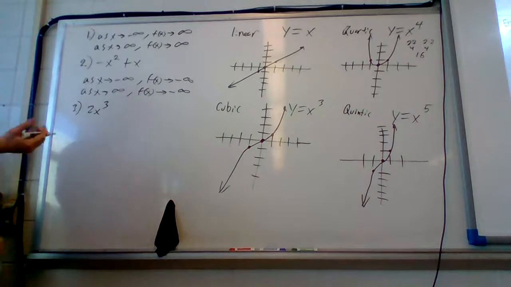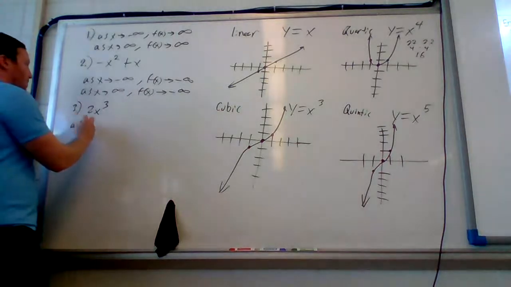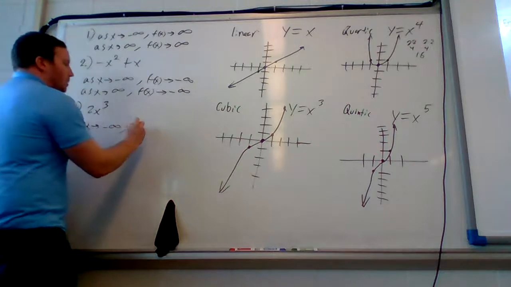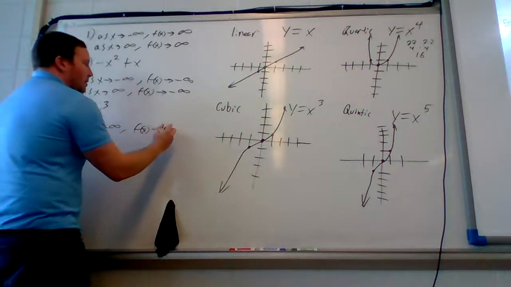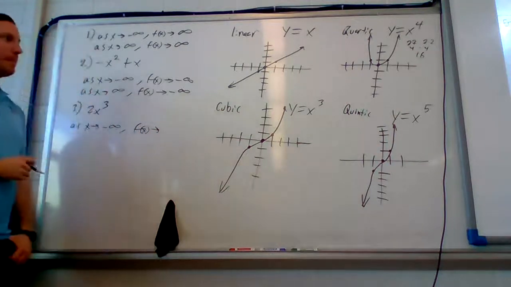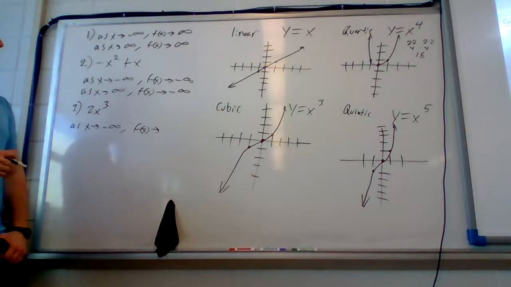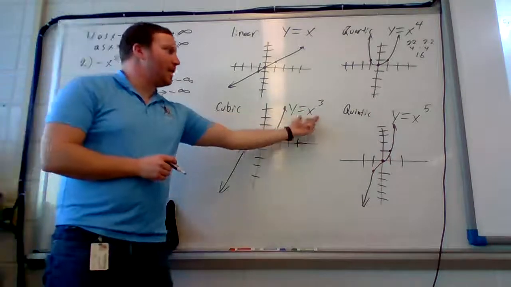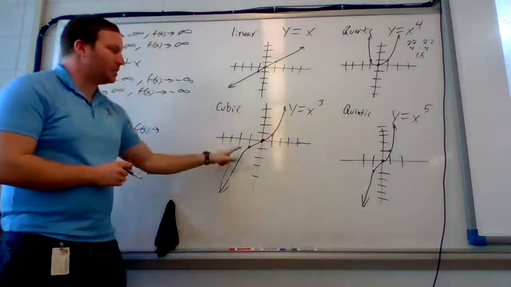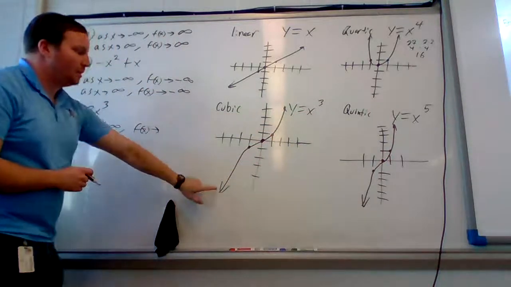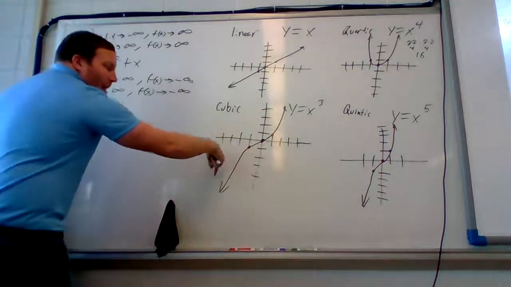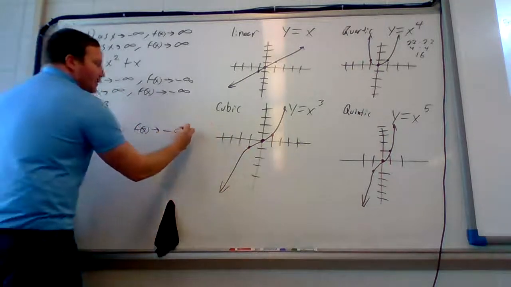What's our leading coefficient? Positive or negative? Positive. So what is our left end behavior going to look like then? Negative. Right? So here's our parent function. It's also a positive leading coefficient, so it's going to have this shape. So our left end behavior, as we go towards negative infinity, our y is also going towards negative infinity.